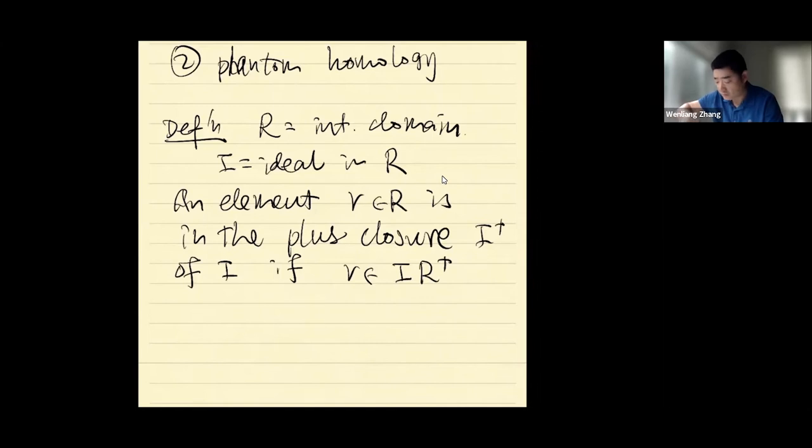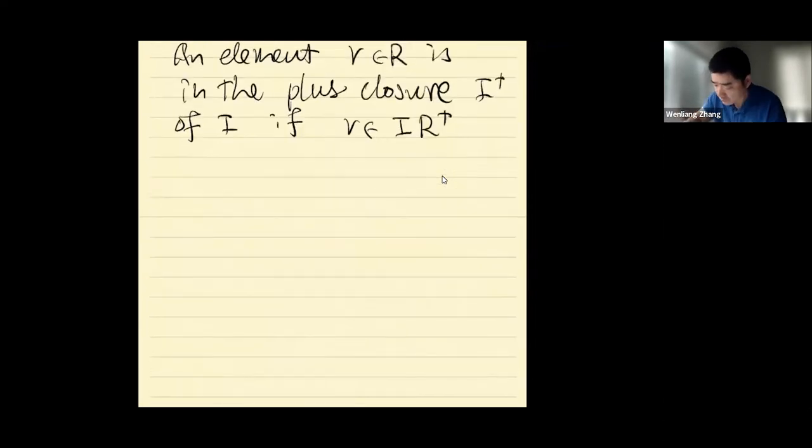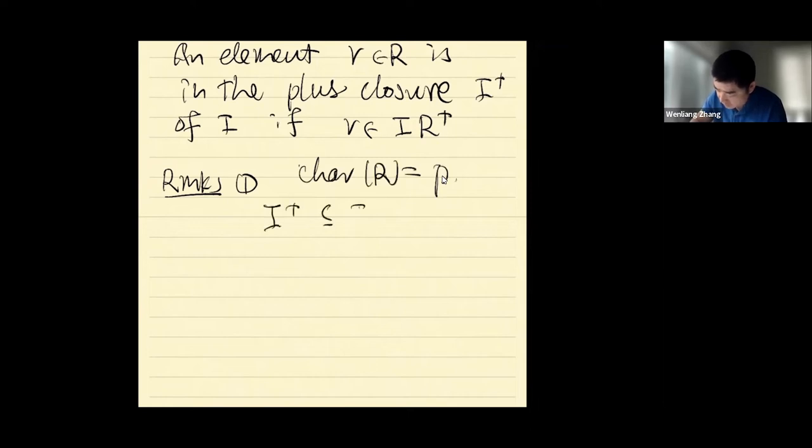All right, so what's the connection between plus closure and tight closure? Let me make maybe two remarks. One is, of course I now need to assume characteristic p in order to talk about tight closure. So plus closure is always contained in the tight closure.